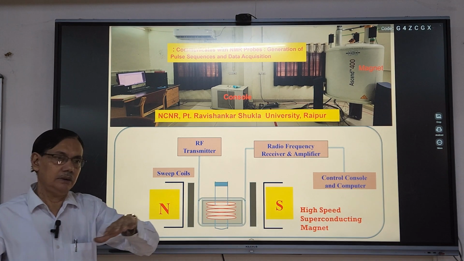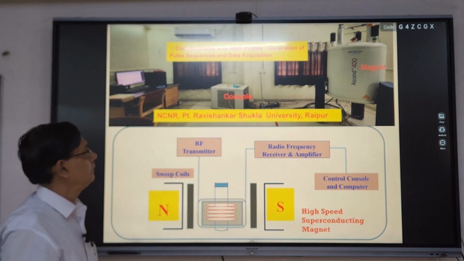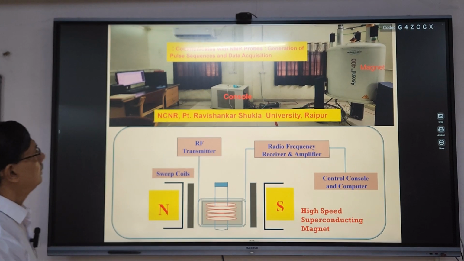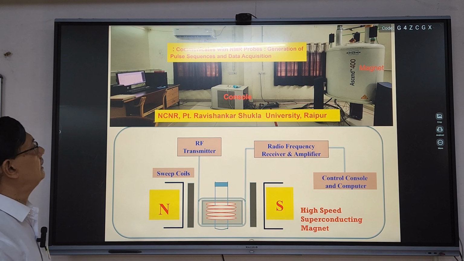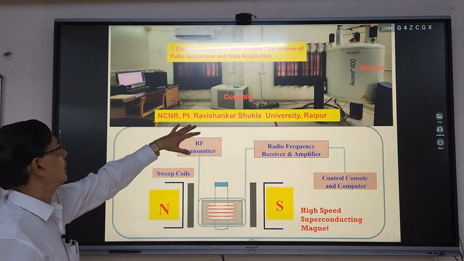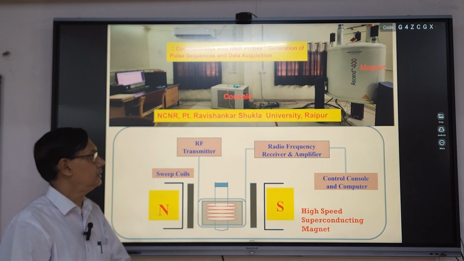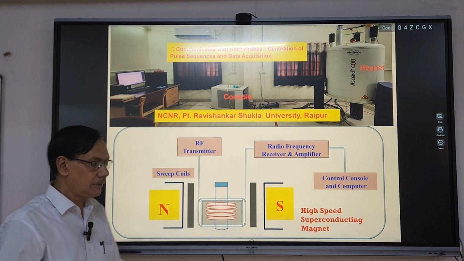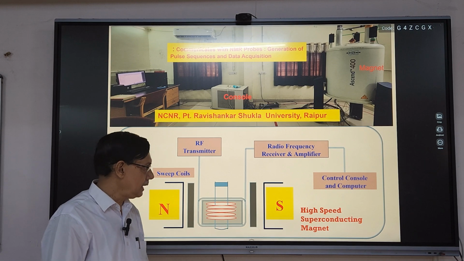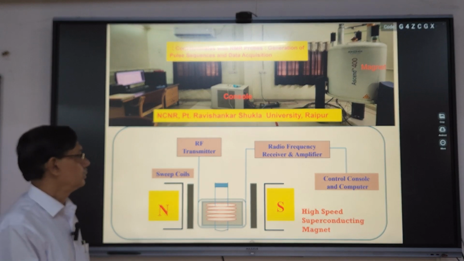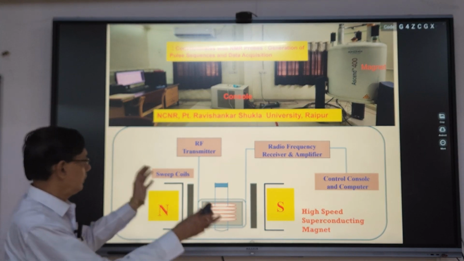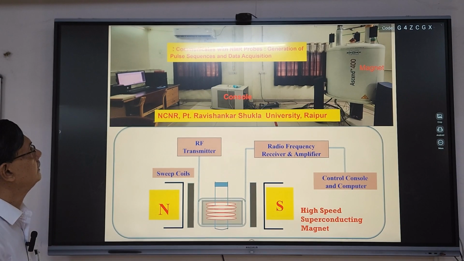Now, fortunately, in our university, we have a very good NMR machine, 400 megahertz. I have taken these photographs at the National Center for Natural Resources of our university, Pandit Ravishankar Shukla University, and I am really grateful to Professor M.K. Deb and his student Dr. Ram Singh Kurre for giving me all the information about this NMR machine.